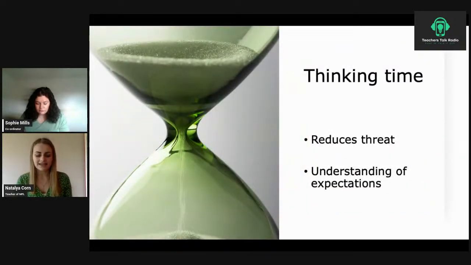Looking at thinking time as well then. So we all know how it feels to be asked a question on the spot and think, I don't know what the answer is. And then 3 seconds feels like a lifetime and you just want the ground to swallow you up. And students, they feel that on a completely different level. It can be quite threatening for them, I think, when we ask them a question and they go into panic mode and they don't know what the answer is.